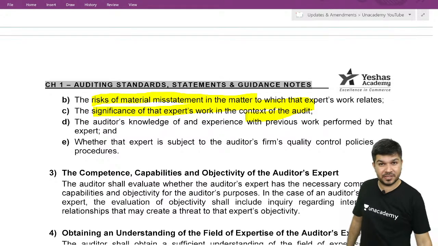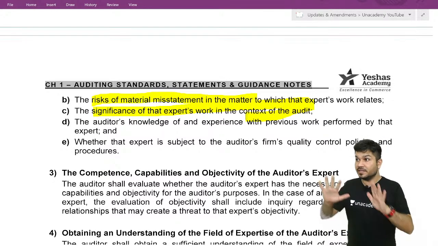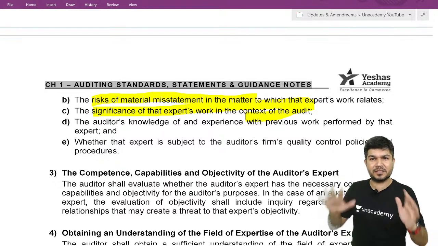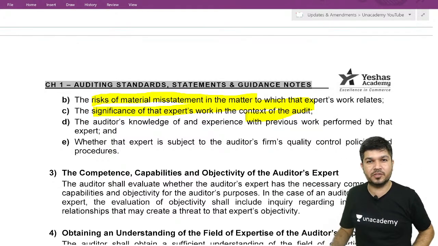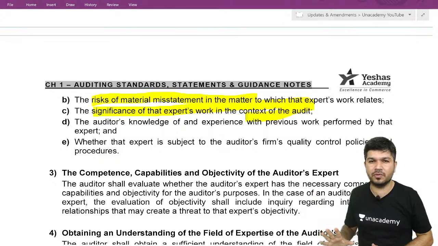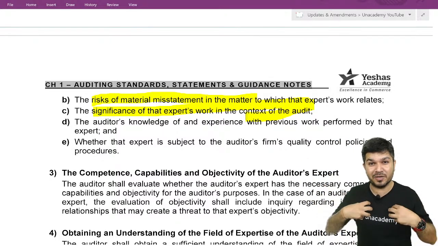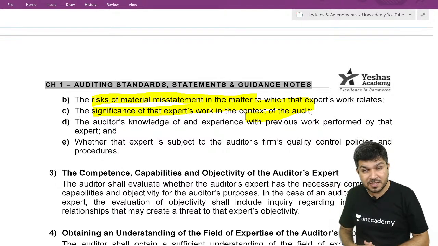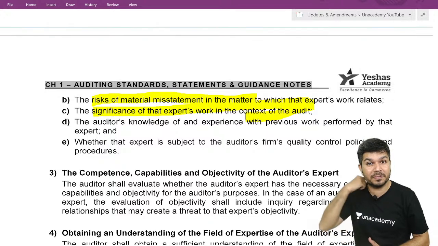One, the nature of the matter. Second, the risk involved in the matter. Third, the significance of the expert's work to the overall audit. It should not be that for the overall audit, his work is the only important thing. No, no, no. I don't want such a thing. For the overall audit, my work should be important, not his. His work is just a part. If such is the case, then I should also do something else.